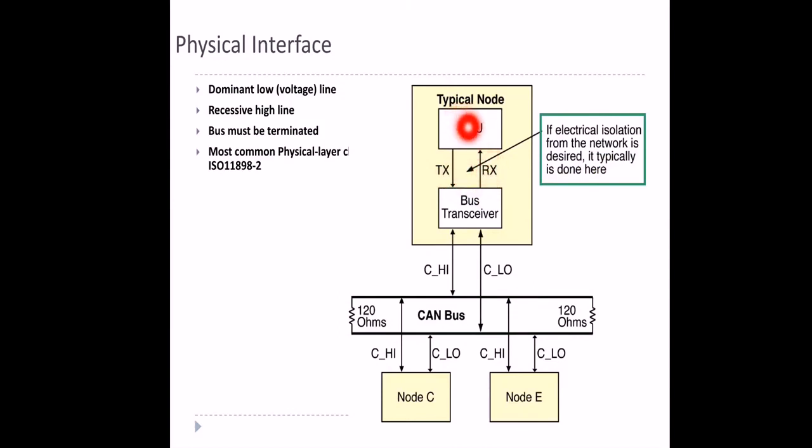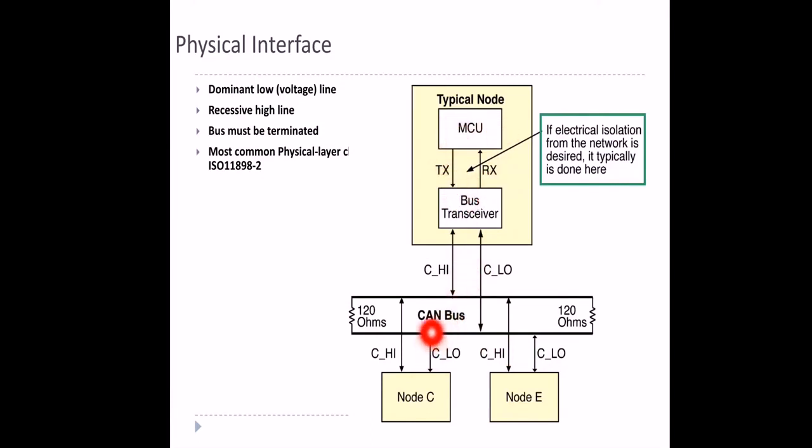Here the typical node, the MCU, has a bus transceiver. It can communicate in this way. So here from the bus, it will go to CAN high and CAN low, again CAN high, CAN low, CAN high, CAN low. It will transmit the data in this way. If this bus transmits the data here, then it will go to the transceiver. So we'll look at this node.